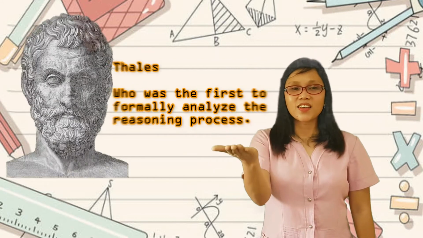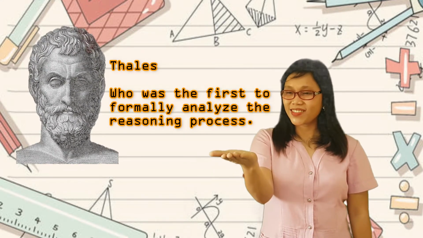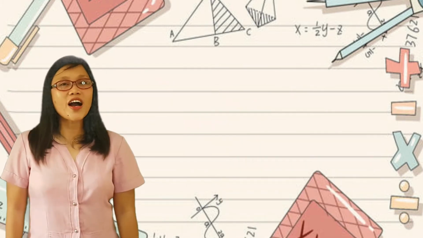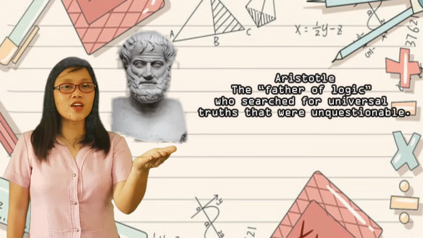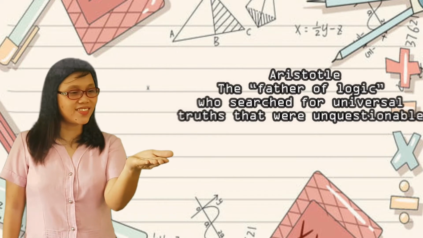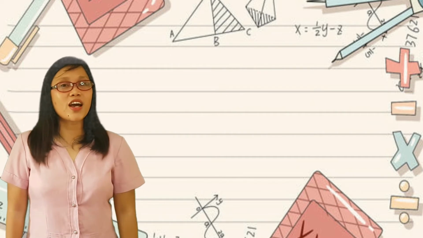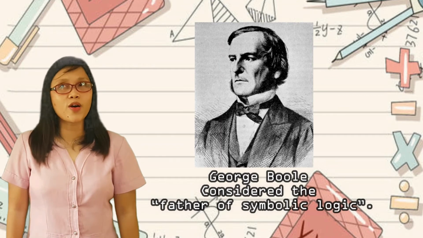These propositions are disputed by philosophers. Thales was the first to formally analyze the reasoning process, followed by Aristotle, the father of logic, who searched for universal truths that were unquestionable. Then we have George Boole, who is considered the father of symbolic logic.